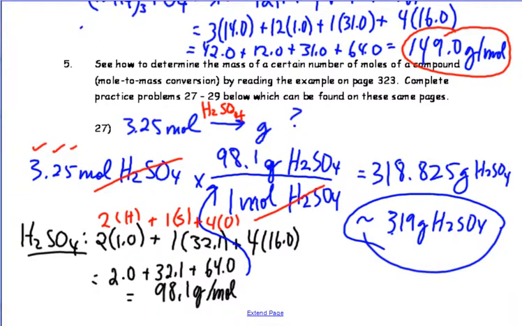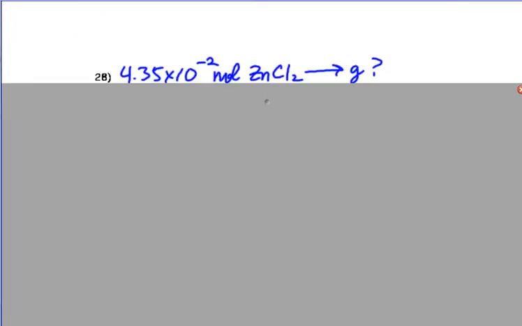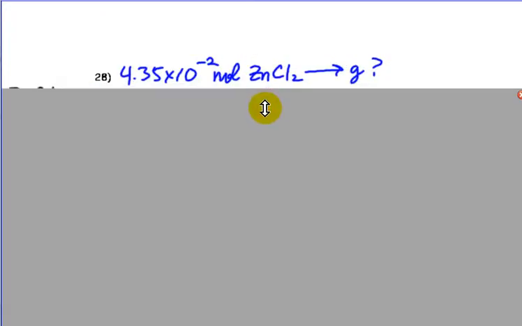Okay, fairly straightforward there. We just have this molar mass issue here. That's the only thing that's new here. 4.35 times 10 to the minus 2 moles of zinc chloride into grams. Very similar calculation. Maybe pause the video and see if you can do the next 2 questions, and then turn the video back on, see if you got the right answer.